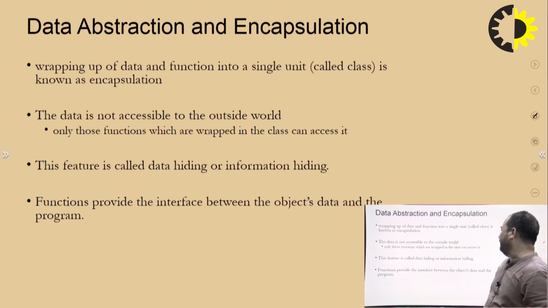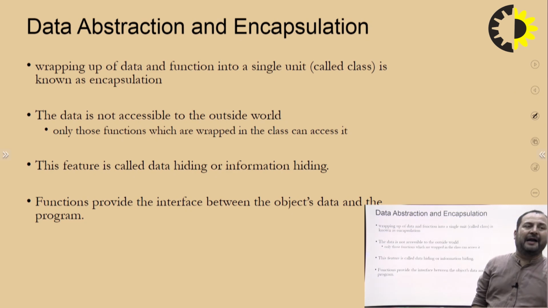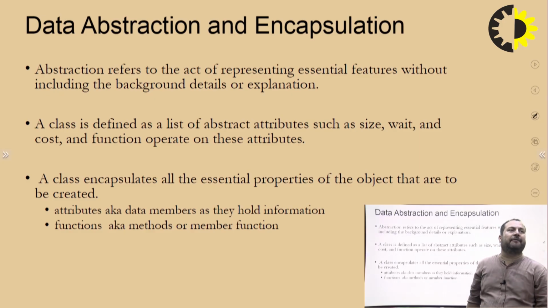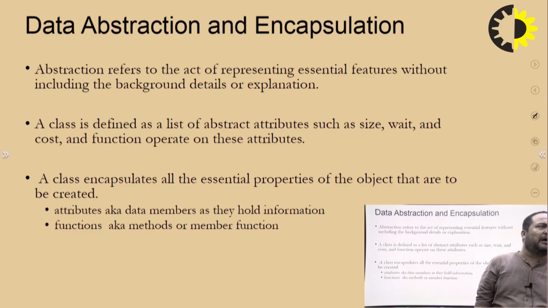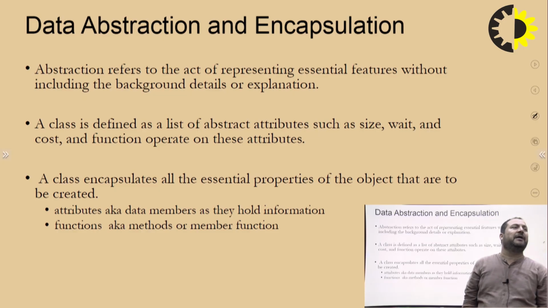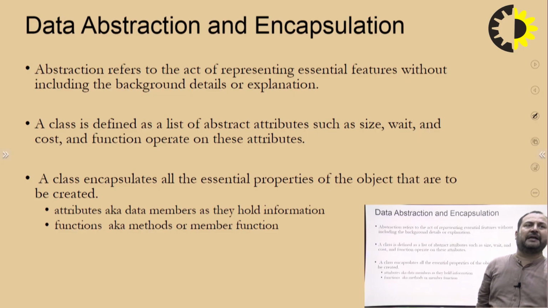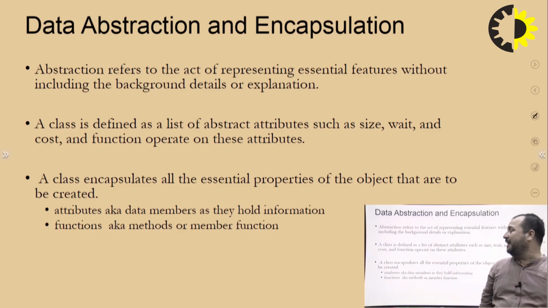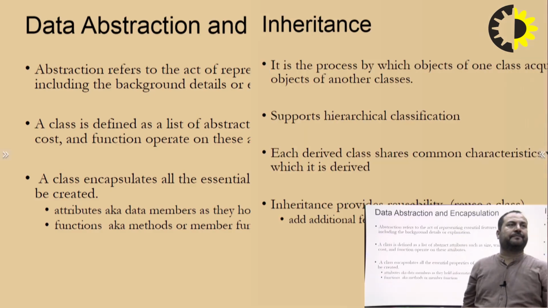So, the functions provide the interface between the object's data and the program. Using functions we can access and communicate. Abstraction refers to the act of representing essential features without including the background details or explanation. A class is defined as a list of abstract attributes such as size, weight and cost, and functions that operate on these attributes. So, a class basically encapsulates all the essential properties of the object that are to be created, like attributes, functions, and so on.